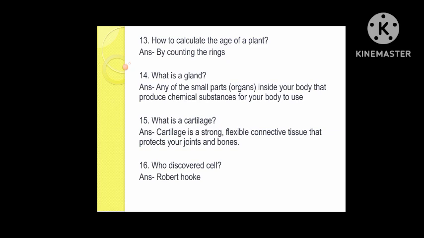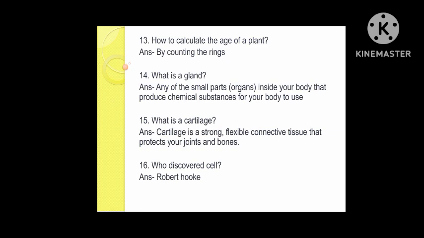Then number 14, what is a gland? Glands are any of the small parts inside our body that produce chemical substances for our body to use. The chemical substances are hormones or any other chemical substance.